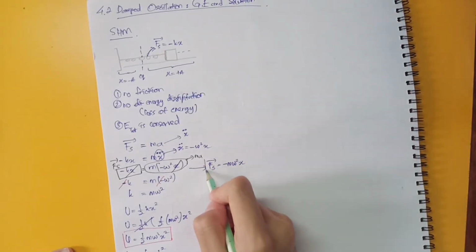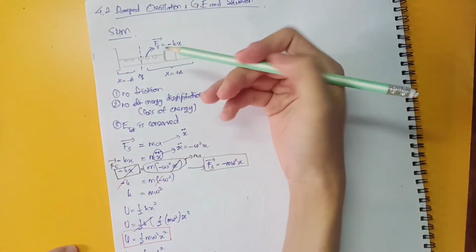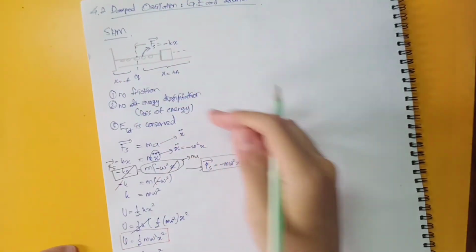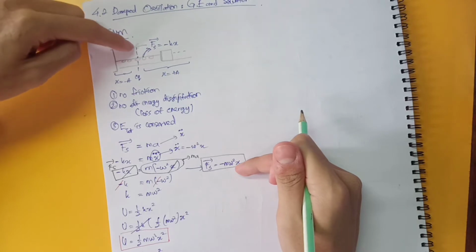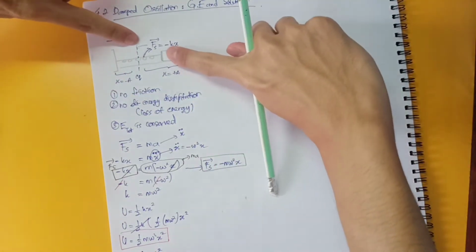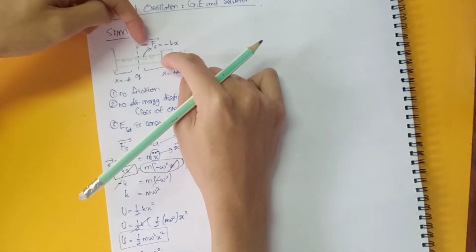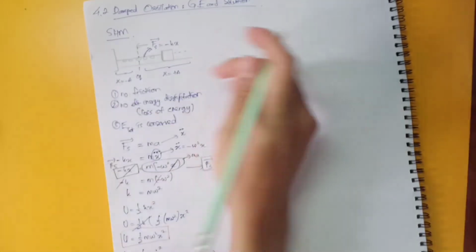And notice that this force right here is negative, right? Because this force is directed to the left. The restoring force is directed to the left, so that makes the object move to the left also, which makes the object move exactly the same as the restoring force. Okay, it's pretty simple, right?